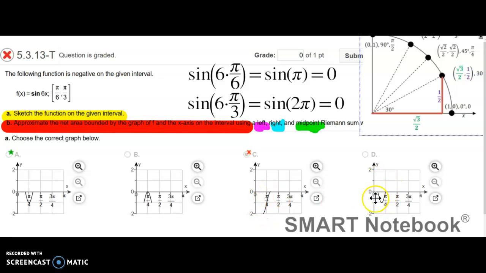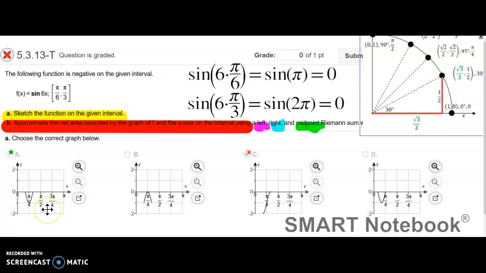Option D is definitely not. Option C is in the right interval, just the wrong values of sine for the endpoint, right? Option B is in the right interval, but again, sine is not -1 at the endpoint. Option A is really what we want to choose. That was the right answer. So you know what the graph looks like.